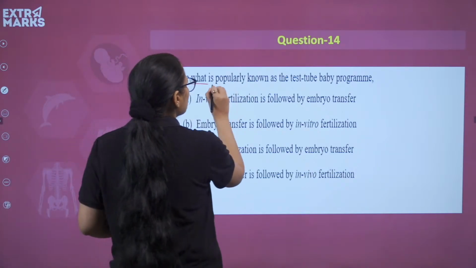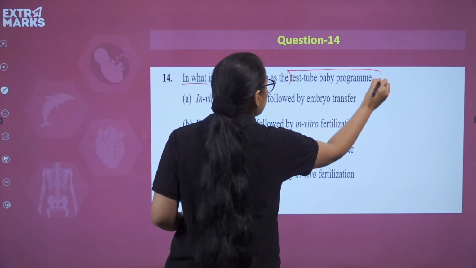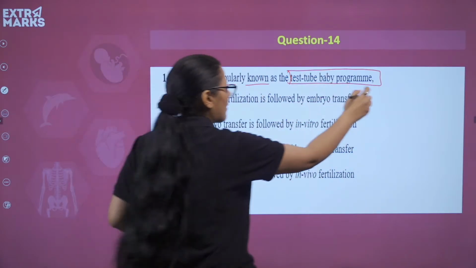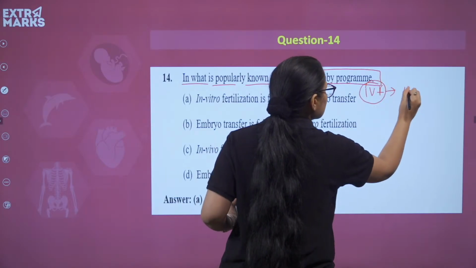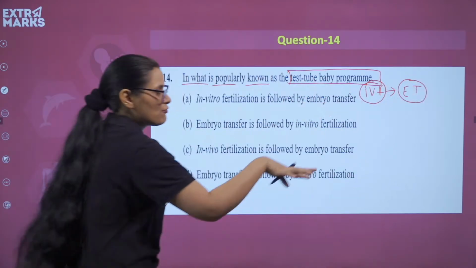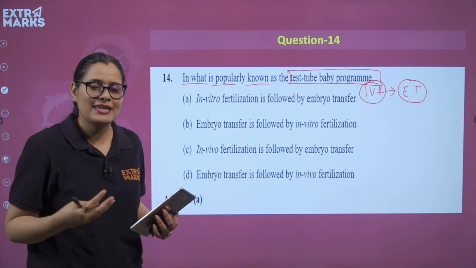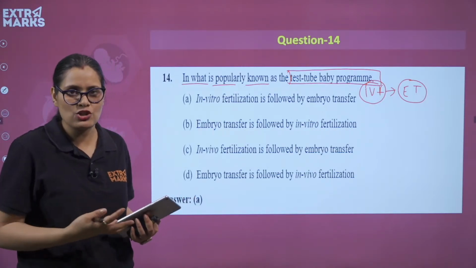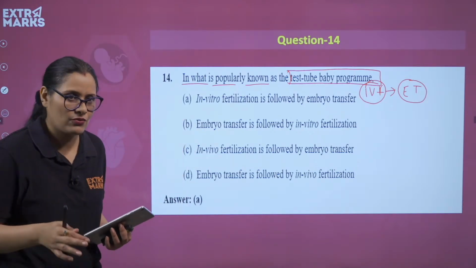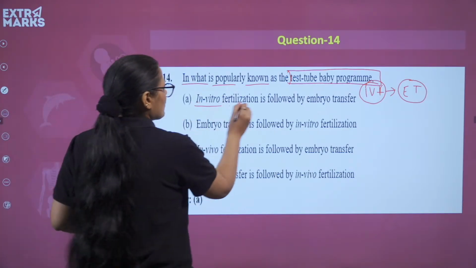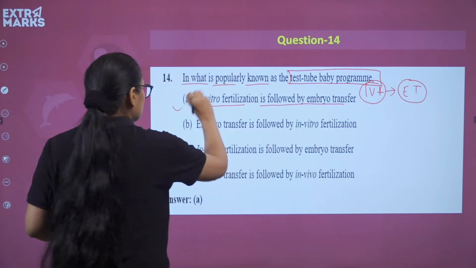In what is popularly known as the test tube baby program? According to what NCERT also says, it follows in vitro fertilization with embryo transfer. So you fertilize the gametes in vitro in a petri dish, in a test tube, and then you go for embryo transfer to the live or in vivo. So the answer is in vitro fertilization followed by embryo transfer.